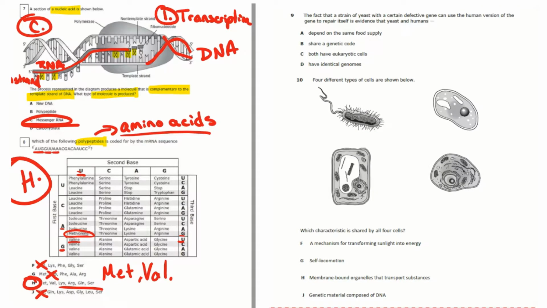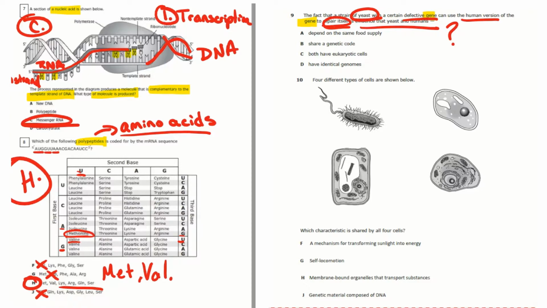Number 9, the fact that a strain of yeast with a certain defective gene can use the human version of the gene to repair itself is evidence that yeast and humans what? Okay, so keywords here. We're talking about a gene, and the yeast has that defective gene. However, it can use the human version to repair that defective gene. They want to know, what does that tell us about humans and yeast?